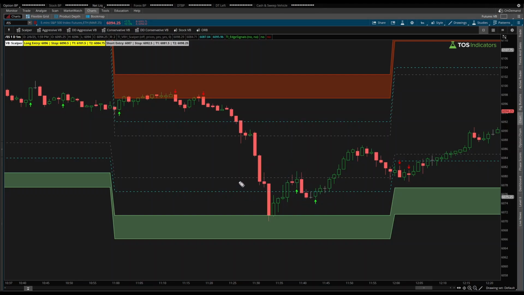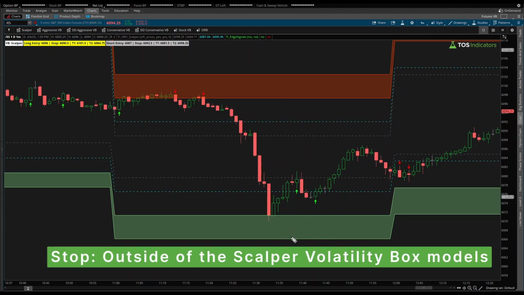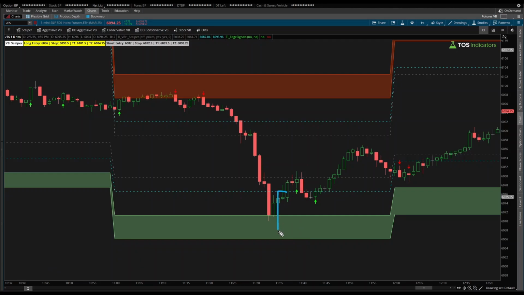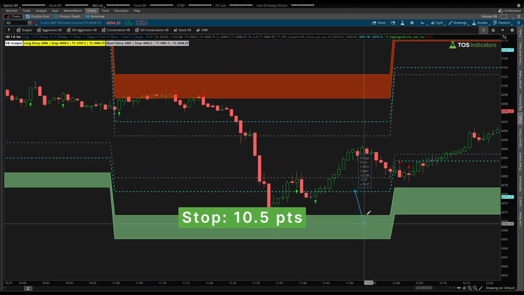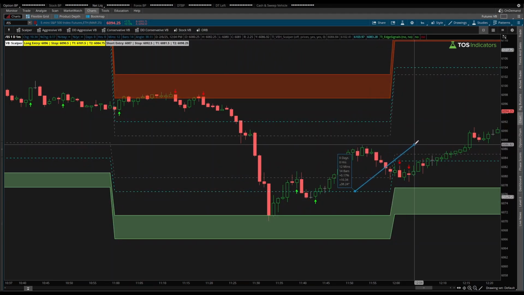Now, the risk inside of this particular trade is once we get that entry. We had the edge signal, we got the pullback, the entry's at the cyan line. No matter where your entry is, even if you get your entry better, closer towards the clouds, our stop is outside of the volatility box clouds. So the risk in this particular trade inside of the S&P 500 was about 10.5 points. That same 10.5 points is what we're looking for as our first target.